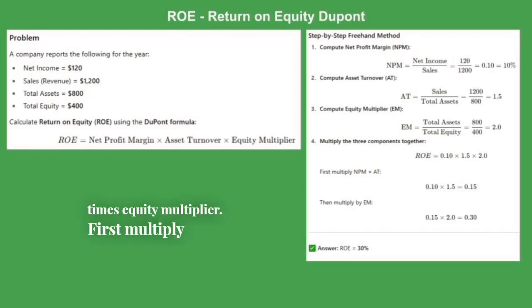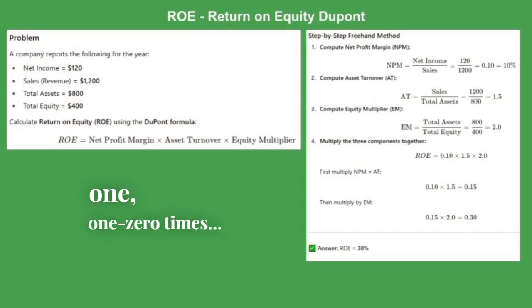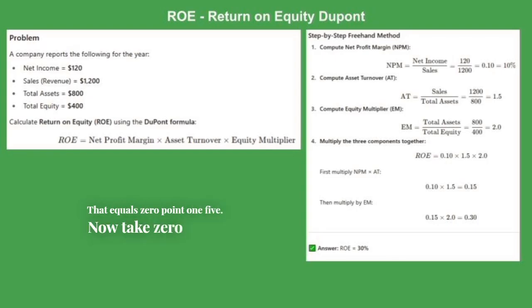First multiply 0.10 times 1.5. That equals 0.15. Now take 0.15 times 2.0. That equals 0.30.